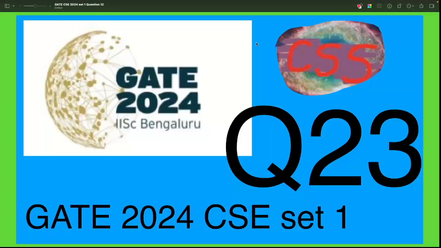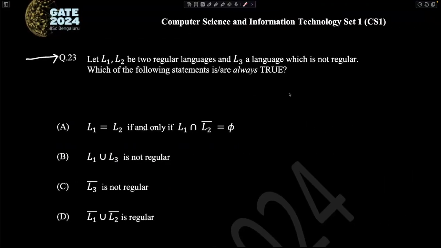Good morning, students. So today we're going to solve question 23 from GATE CSE 2024 set 1. The question states that L1 and L2 are regular languages and L3 is a non-regular language. Now, which one of the following statements are always true?